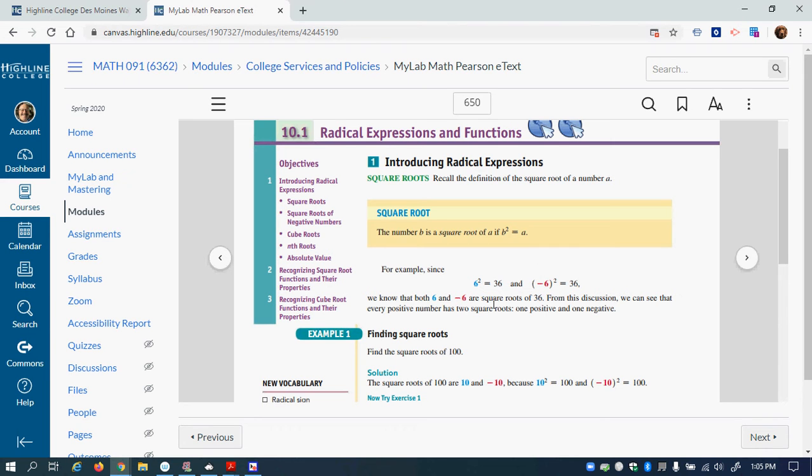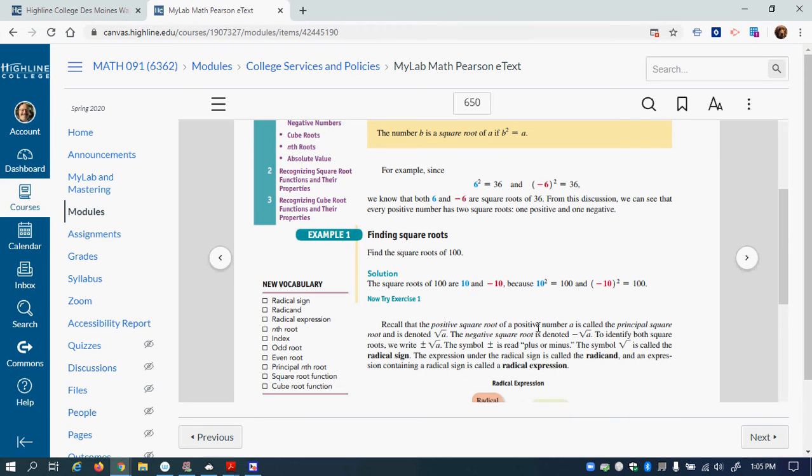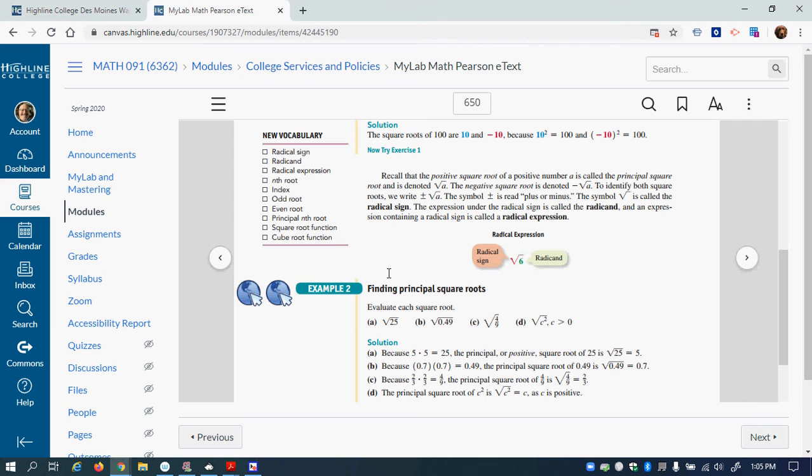So this is set up for that. And then for just finding square roots, they give you more examples. If you're looking at 100, then the square root of 100 is going to be 10 or negative 10, because 10 squared will give you 100, and negative 10 squared will give you 100. So these are the basic setup for that piece.